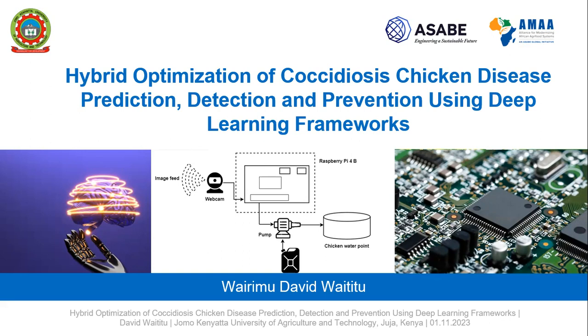See how we can modernize the agri-food systems of our continent. My presentation title is Hybrid Optimization of Coccidiosis Chicken Disease Prediction, Detection, and Prevention using deep learning frameworks. Through my presentation, we are going to interact more with the topic and see how this can be done and scaled up to other initiatives.